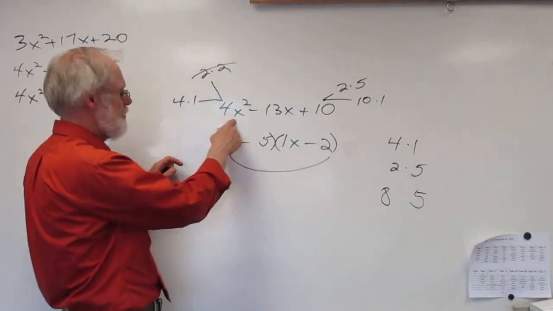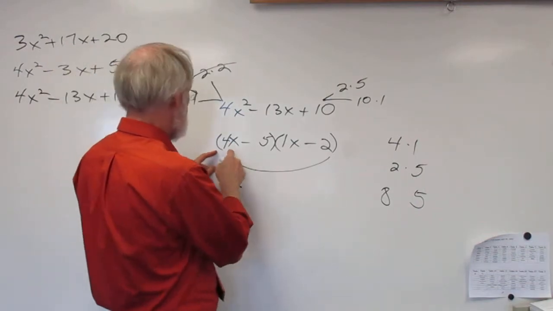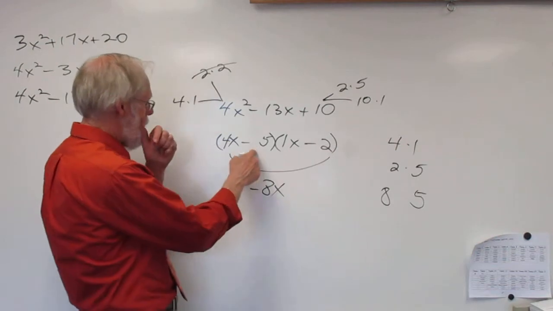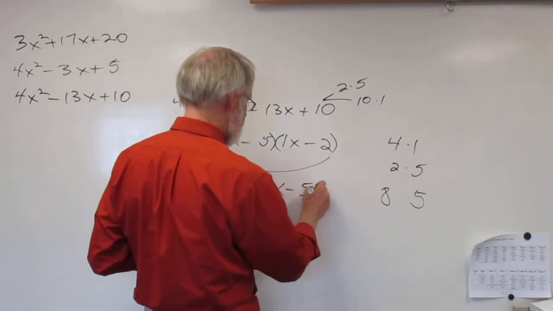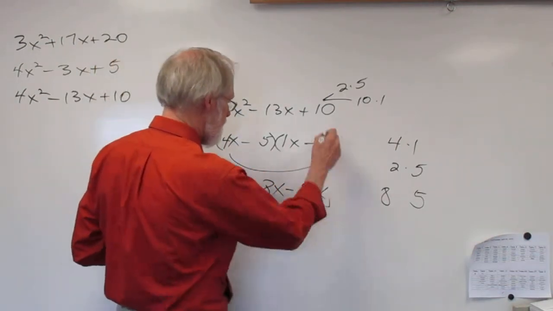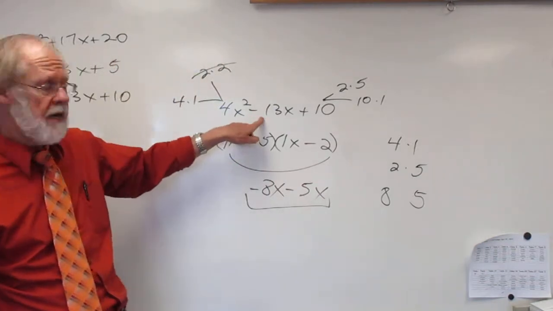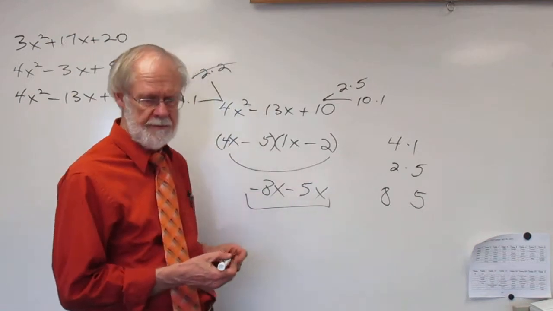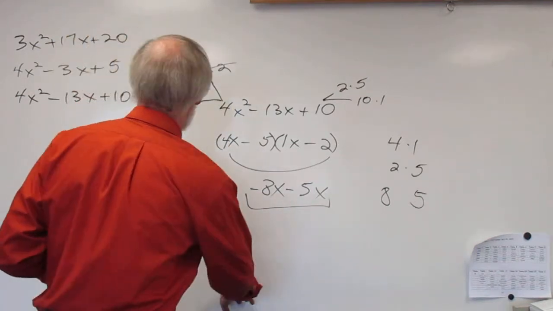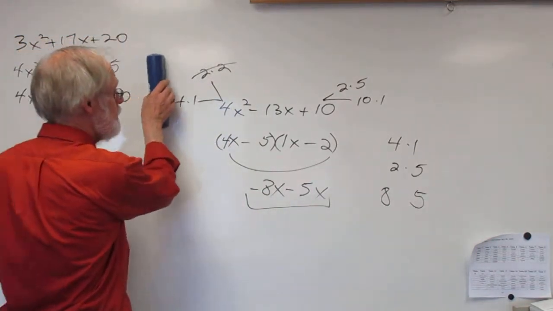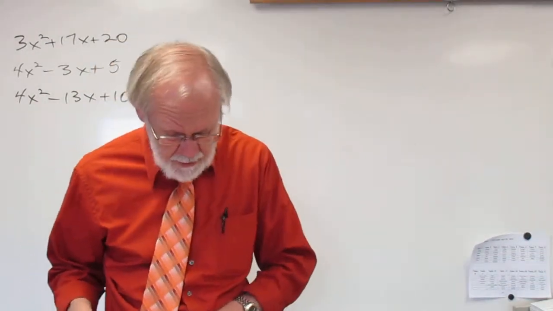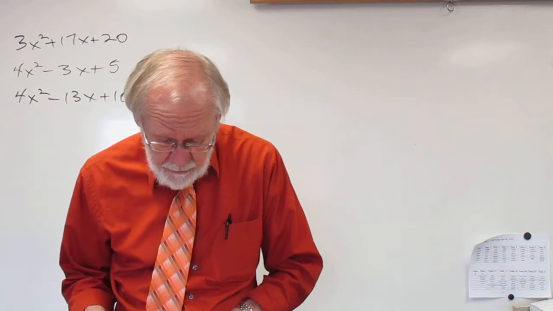4x times x is 4x squared. 4x times negative 2 is negative 8x. Negative 5 times 1 is negative 5x. That's going to give me, in the middle, negative 13x. And at the end, 5 times 2 is 10, and it's going to be positive. So there's the correct factorization. Let's see if we can look at one more while we're doing these. And I'm going to try to find one.